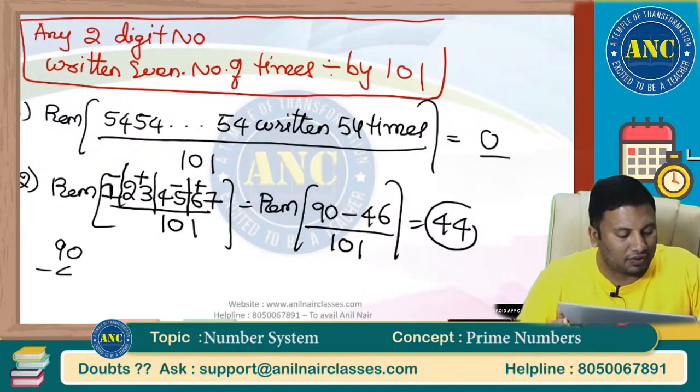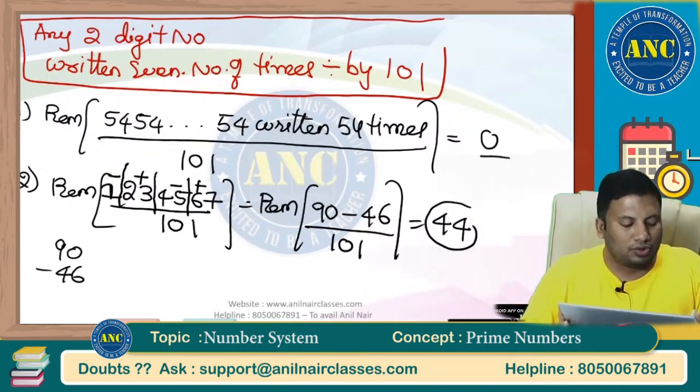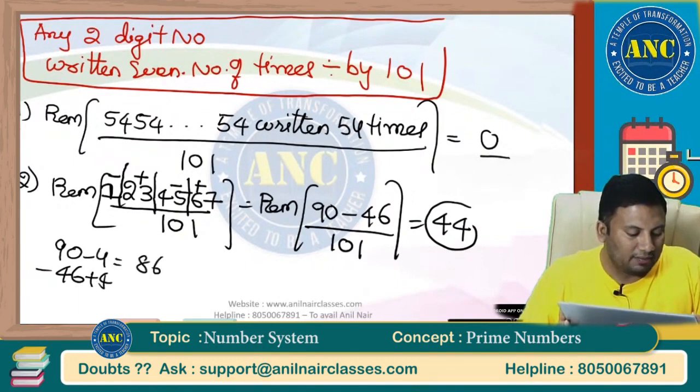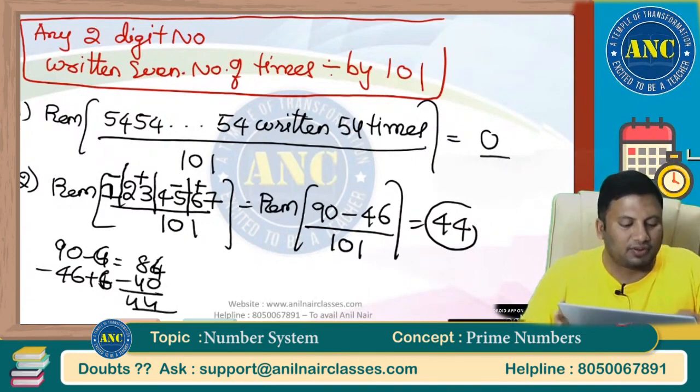90 minus 46. The best way to do subtraction is plus 4 minus 4, plus 6 minus 6. 84 minus 40, which is 44.